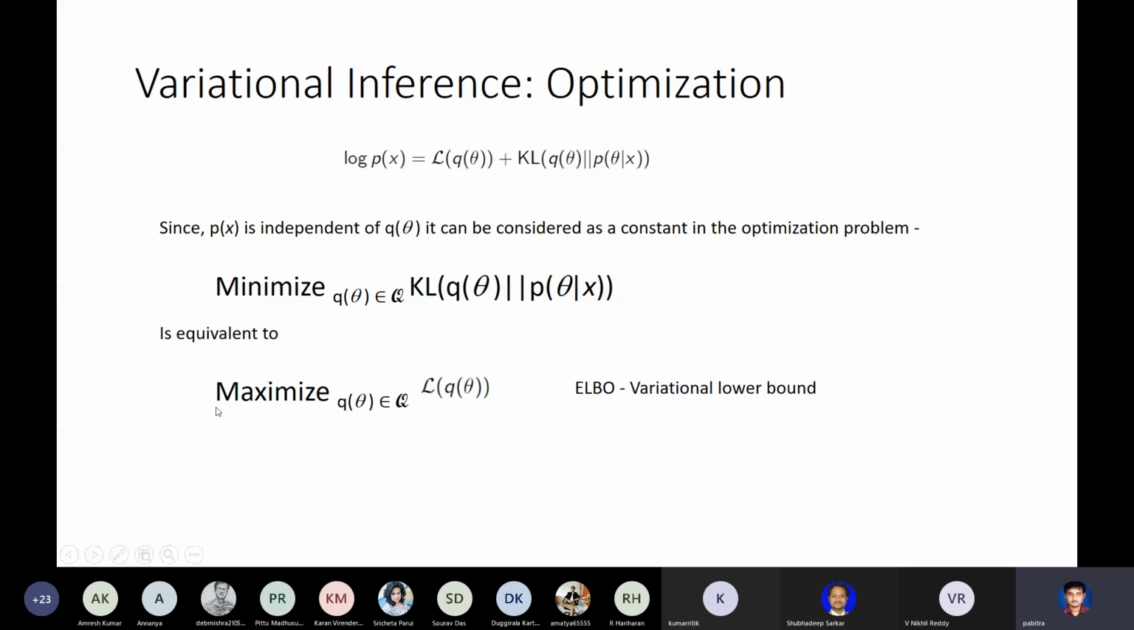I summarize again. If I don't write it as a lower bound, and I expand the evidence, log of p(x) is this lower bound, the ELBO, plus the KLD which you are trying to minimize. Now see, log of p(x) is independent of Q. Remember again, the minimization is over all values of Q in script Q. But log of p(x) is independent of Q, so it is kind of a constant in this optimization problem. It doesn't depend on Q. So this plus this is equal to a constant in the optimization problem.